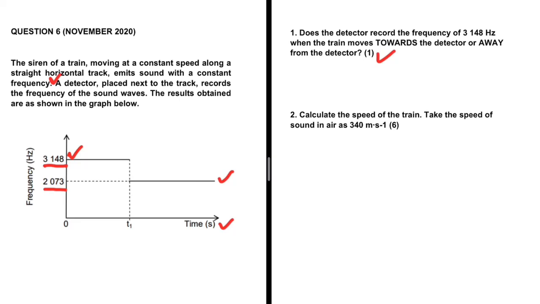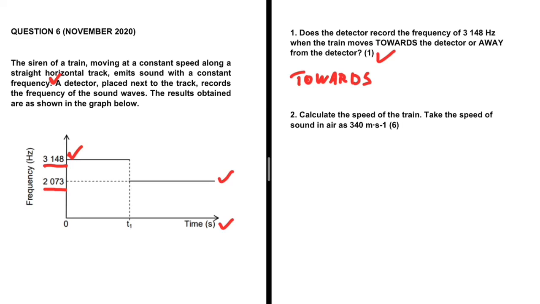So does the detector record the frequency of 3148 Hz when the train moves towards the detector or away from the detector? When the train moves towards the detector, because we have a higher frequency. And then 2043 Hz when it is moving away from the detector.